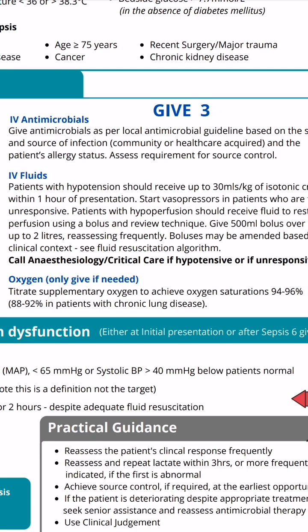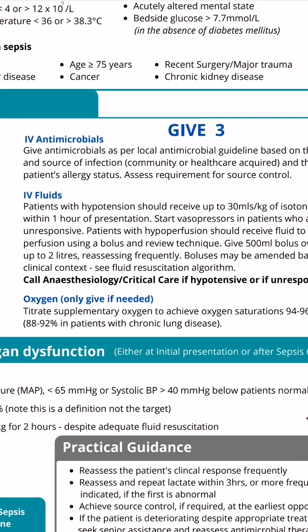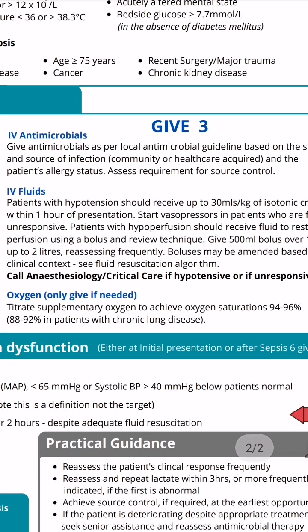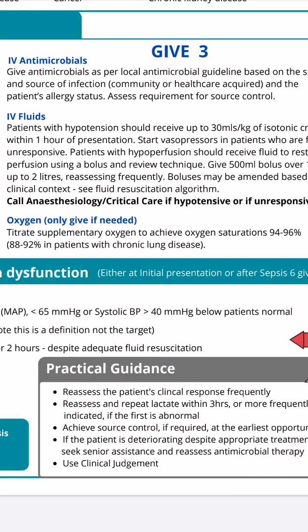So antibiotic: give antibiotic as per local antimicrobial guideline based on the site and source of infection, community or healthcare acquired, and the patient's allergy status. Assess requirement for source control. We always check the allergy status. We always ask the patient whether you have any kind of allergy to this kind of medicine, to ciprofloxacin, to meropenem, to vancomycin, to any other antibiotic. If the patient says I have allergy with this medicine, then we will change the medicine, and we will first do the pre-dose test, and then we will go for the administration of the antibiotic. Then after we will go for the IV fluid.